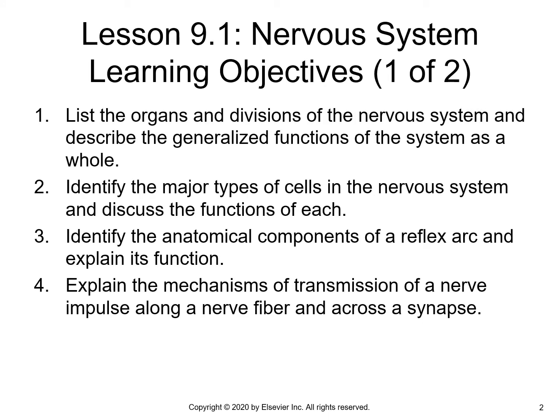So here are the learning objectives of the nervous system. List all the organs and divisions of the nervous system and describe the generalized functions of the nervous system as a whole. Identify the major types of cells in the nervous system and discuss the functions of each. Identify the anatomical components of a reflex arc and explain its function. Explain the mechanism of transmission of a nerve impulse along a nerve fiber and across the synapse.